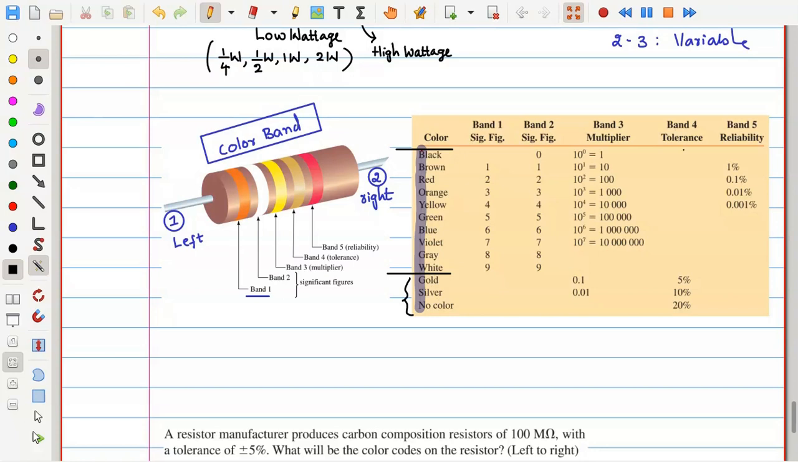Band 4 is preferably either gold or silver most of the times, and sometimes there will not be any color, meaning no band. If it is gold, it represents 5 percent tolerance. I'll tell you what is meant by tolerance, but try to understand these numbers. Gold, you call as 5 percent. If you see silver, it is a 10 percent tolerance. If it is no color, 20 percent. Clear? This is about the band 4 colors.